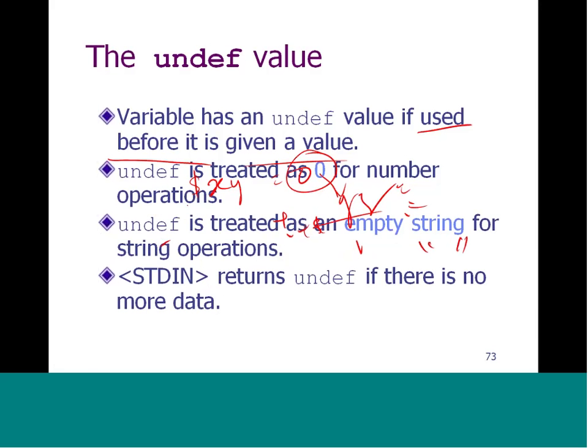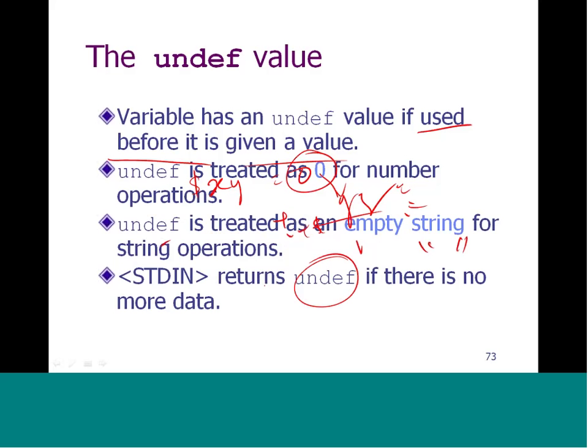Now the stdin actually returns this undef if there is no more data. So essentially it goes into the loop, reads all the lines and puts them on the list. It reads whatever we are providing from the stdin, and as we hit enter it goes on until we hit nothing, and then that returns an undef value.